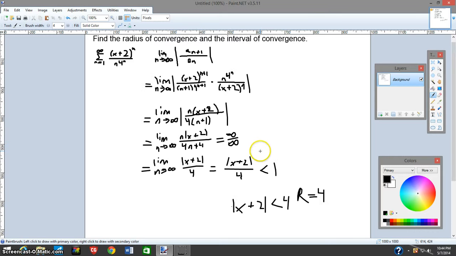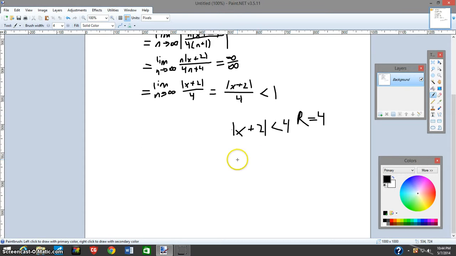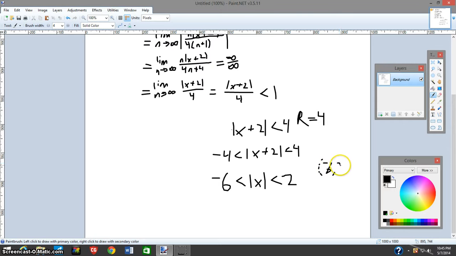Now to find the endpoints of the interval of convergence, we will have to recognize that with this radius, this can become this, and then we subtract 2 on all 3 sides. So pretty much our interval will be from -6 to 2, though right now we don't know the convergence at these 2 points. So our interval is more of a mystery, though we have a rough idea.